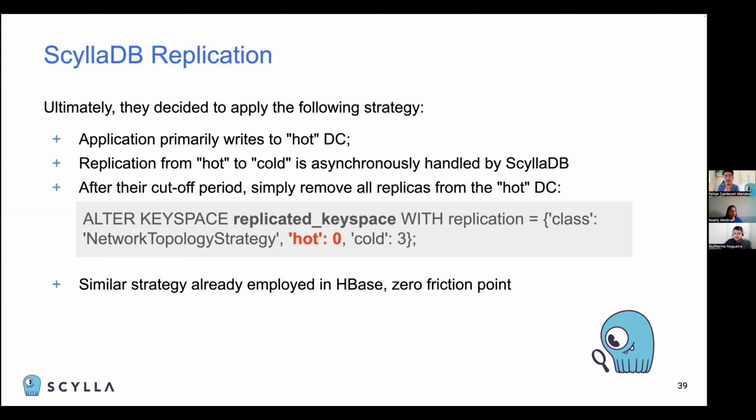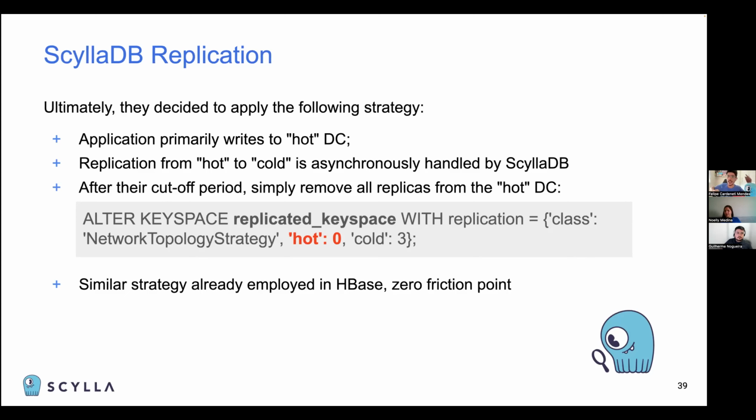So first, the application primarily writes only to the hot data center with a local consistency level, thus ensuring lower latencies. The replication would asynchronously be done by ScyllaDB from one region to another, so that they wouldn't need to bother about replicating data on their own.